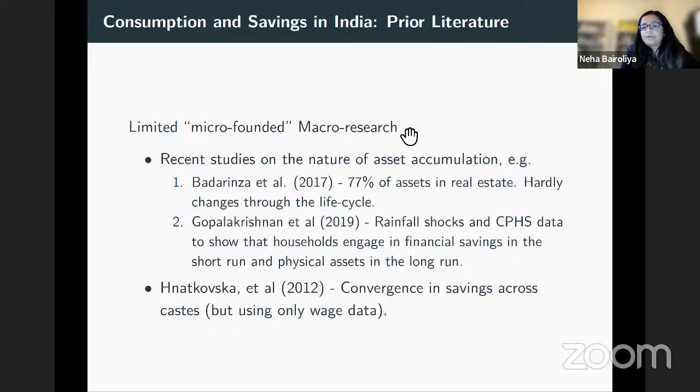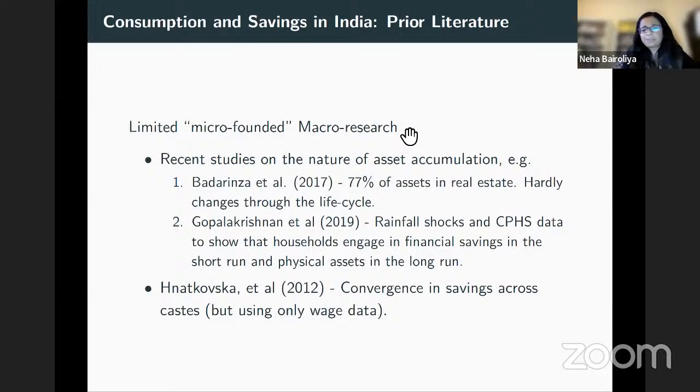In terms of micro-founded macro research, there have been a few papers in recent times which are looking at household behavior from a more macroeconomic lens. For example, Bairoliya and co-authors look at asset accumulation, and they find that 77% of assets for Indian households are in real estate, and it does not change very much over the life cycle. Gopalakrishnan and co-authors utilize rainfall shocks and the same data set to show that households engage in financial savings in the short run, and they accumulate physical assets in the long run, which is somewhat consistent with the story that we are trying to put together in this paper.